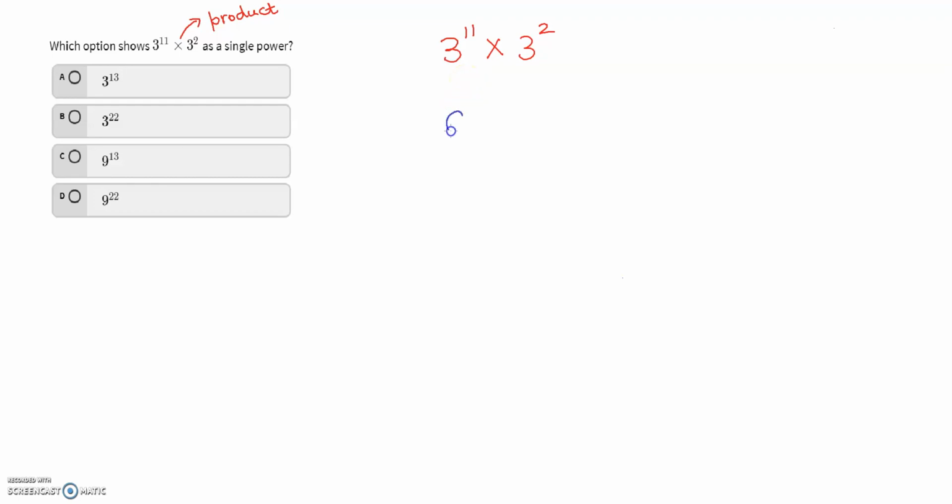So we had the rule a to the power of x times a to the power of y, which was a to the power of x plus y. Now a is 3 in this case, and we have x as 11, and the other exponent, y, is 2. So therefore, the answer is 11 plus 2, which is 13. Now we're going to check our options. The first option is 3 to the power of 13, which is the correct answer for this. So we're going to pick that option. So that's how you will be solving the questions with the exponent laws.